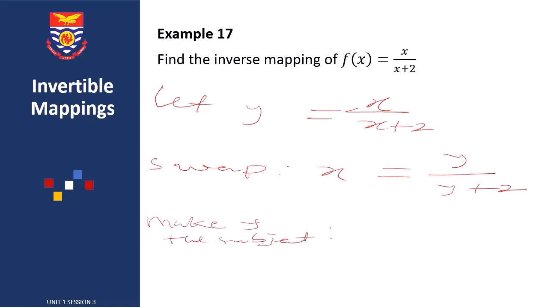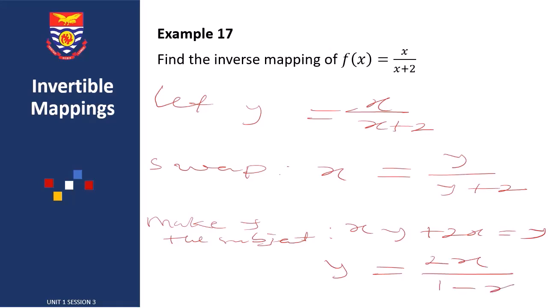Alright, so how do you make y the subject? You just do cross multiplication. You get xy plus 2x equals y. So you group like terms, and then you factor your y out. When you factor your y out, you divide through by the sum. So you get y equals 2x divided by 1 minus x.